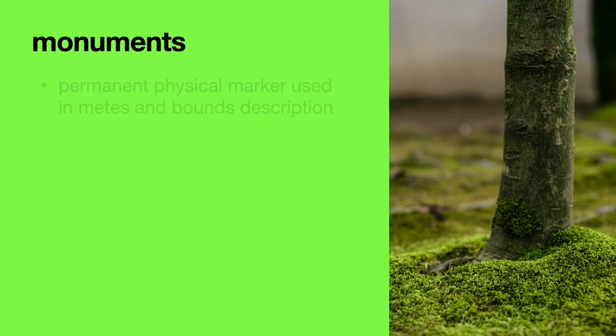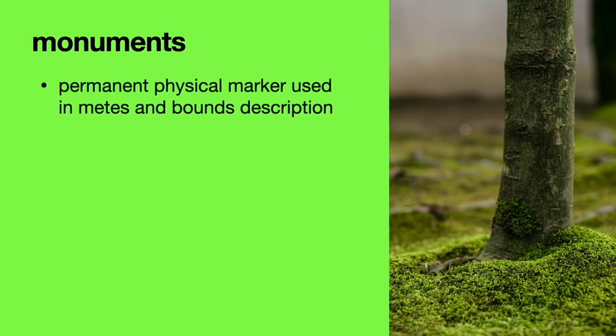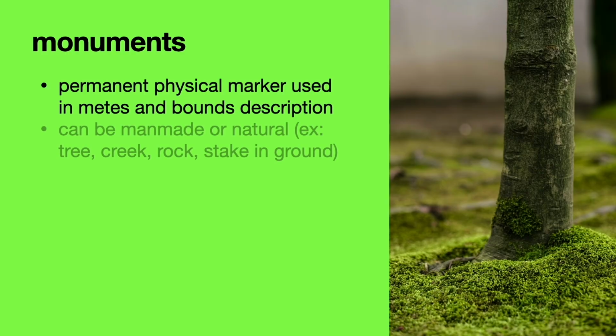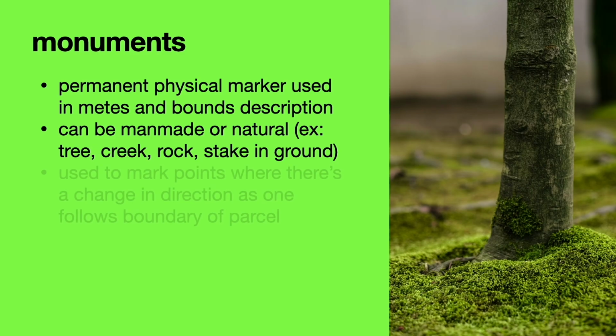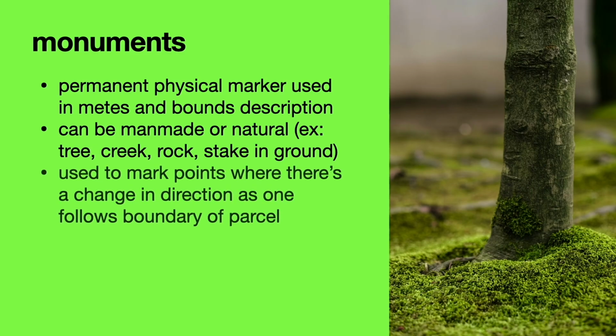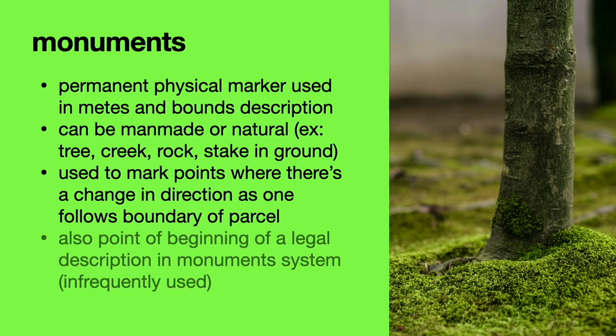Monument. A permanent physical marker used in a metes and bounds description that can be man-made or natural. It could be a tree, a creek, a rock, a stake placed in the ground. Monuments are used within a metes and bounds description to mark points at which there is a change in direction as one follows the boundary of the parcel. A monument is also the point of beginning of a legal description in the monument system, which is infrequently used.